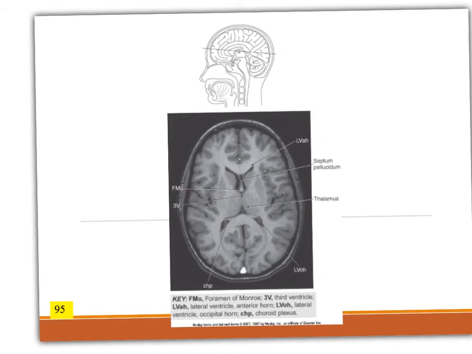Do we need to know anterior horn versus occipital horn of the lateral ventricles? You do need to know the different parts of the lateral ventricles, like where is the anterior horn, where is the posterior. You need to know those, yes.